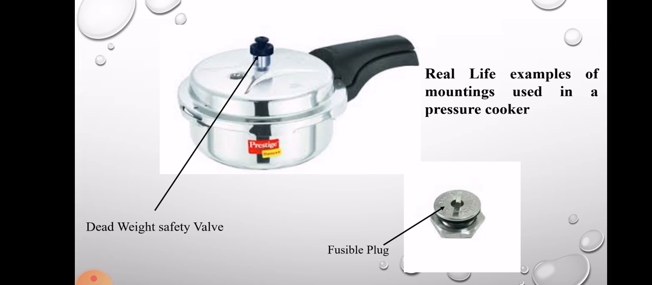There is a small hole which is filled with an alloy, and this alloy is similar to a hard solder. If you remember, we have lead, tin and sometimes silver added to form a hard solder whose melting point is close to about 500 to 550 degrees. So if the dead weight safety valve fails, then when the temperature reaches about 450 or 500, the fusible plug fuses. It melts and is blown off. A hole is created through which the steam starts escaping, and hence the pressure cooker works safely. So on similar lines, we have different boiler mountings.